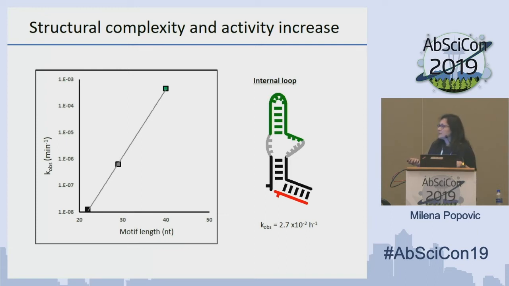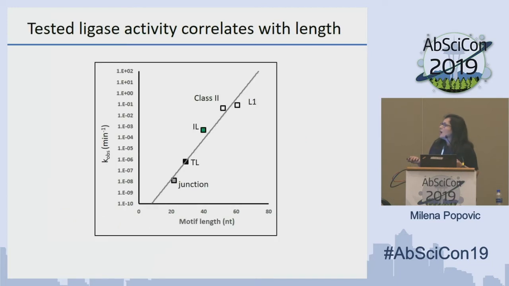So we wanted to test the extent of this. To do this, we took two very well-known ligase ribozymes, the L1 and class 2 ligase ribozymes. They are old and have been optimized over time. And we placed them in the identical structural context as the ligases that we evolved. And what we find is that the trend still continues.